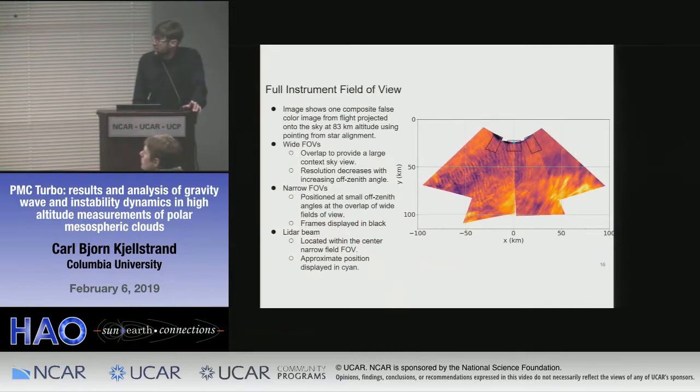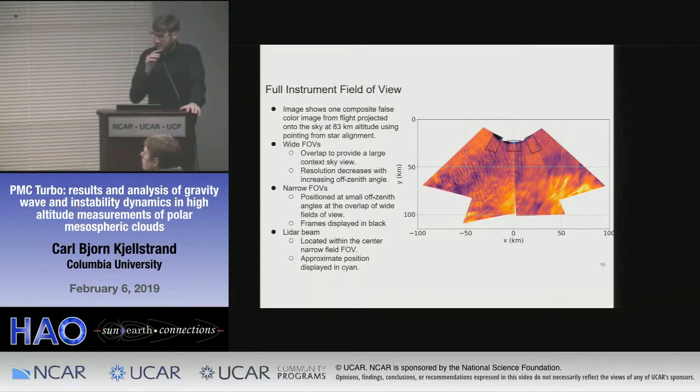Here is a full instrument field of view. I've filled this in with data from flight. I should note that our images were actually in black and white. I've put false color on this to enhance the contrast. You can see the 4 wide field of view cameras projected from the payload at about 38 kilometers to the PMC layer at about 83-ish kilometers.